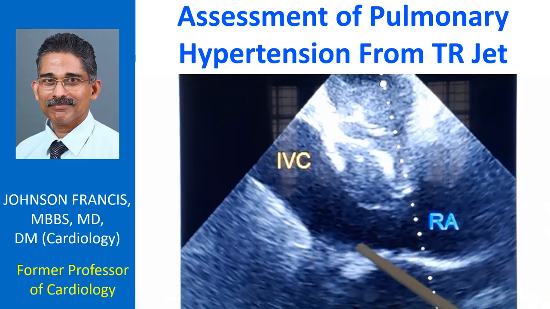In that case, you may have to add higher values. Instead of the nominal 10 millimeters of mercury right atrial pressure, you might add 20 millimeters, so that in such a situation, instead of the 47 which we got, we will calculate it as 57 millimeters of mercury. But this is from a different case and not the same case as the initial tricuspid regurgitation CW jet which I had shown.